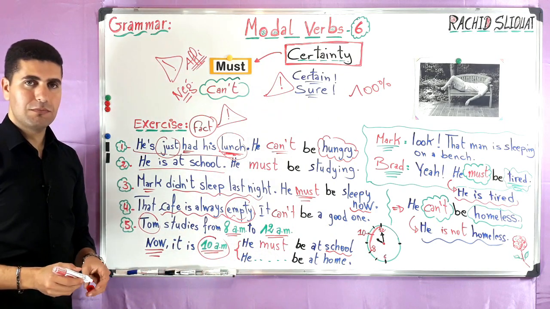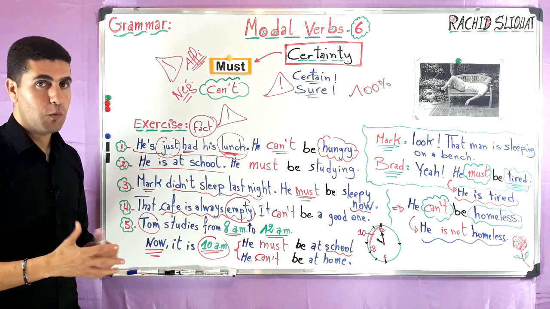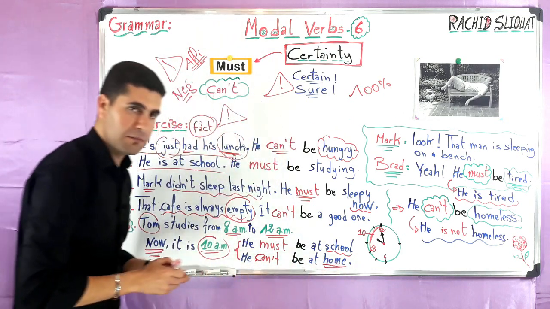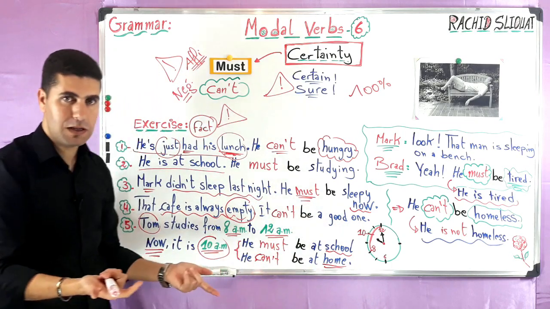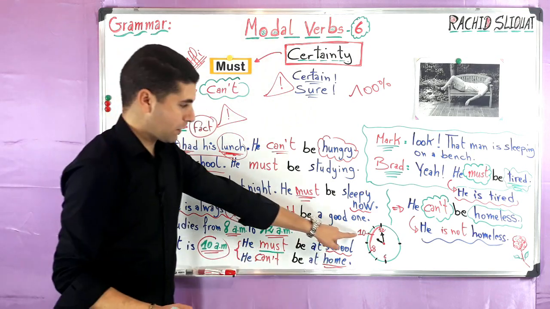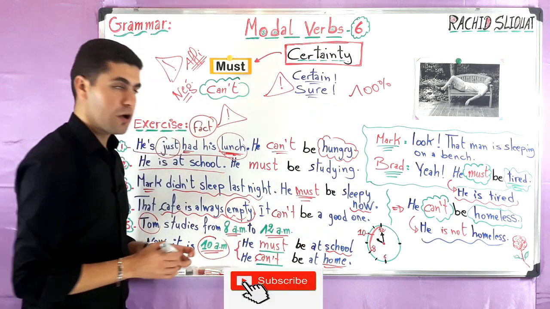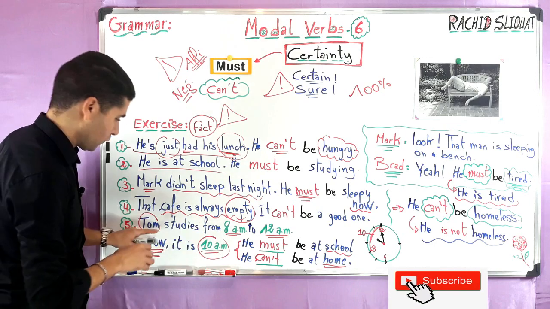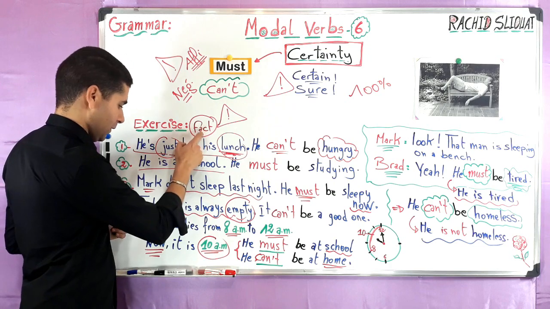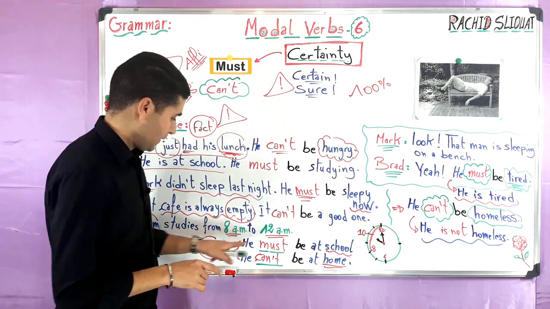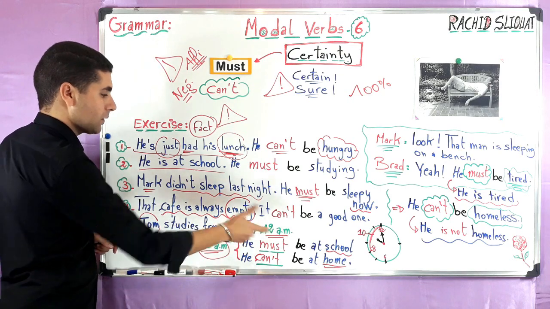Is he at home? No, he is not at home. He can't be at home. Why can't he be at home? Very simply, because it is 10 o'clock and he is studying. He must be at school and he can't be at home. We are sure, 100% sure, because we know that he studies from 8 to 12. This is a fact. So now it is 10 o'clock. He must be at school and he can't be at home.